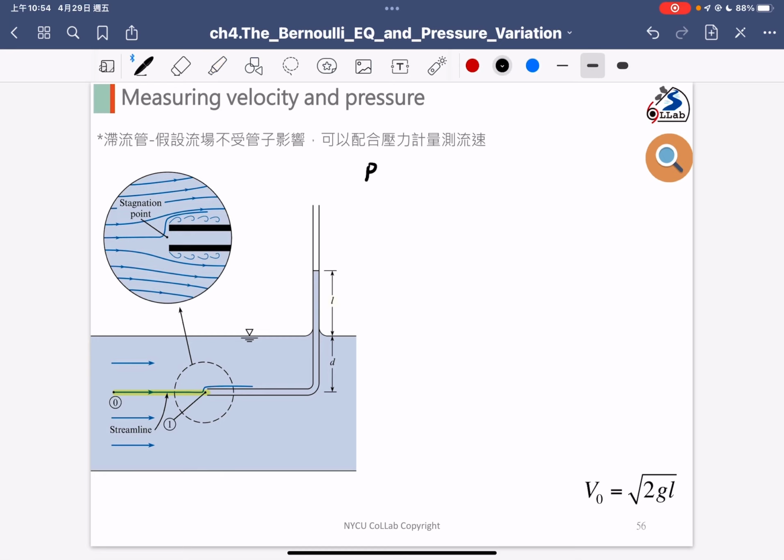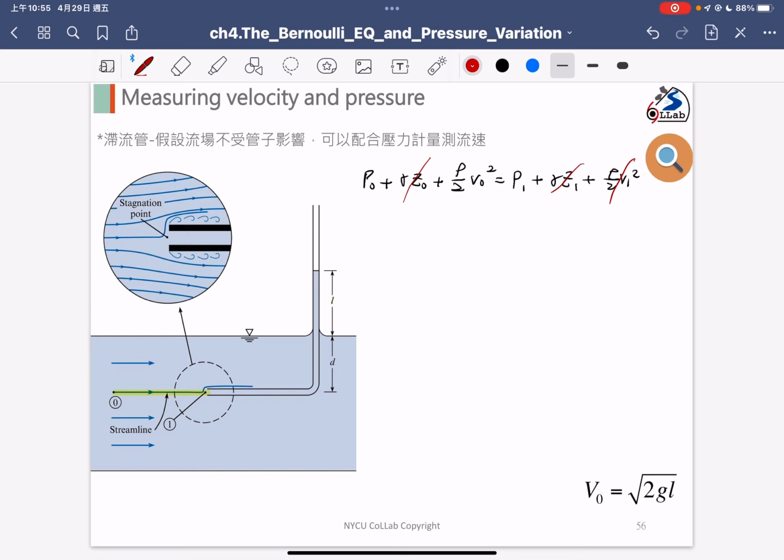So we have P0, and we need to add gamma z0 and plus one half rho V0 squared, which will equal P1 plus gamma z1 and plus one half rho V1 squared, right? And we know that location 1 is a stagnation point, so we don't have V1. So we cancel out the V1 term because location 1 is a stagnation point. And then because the straight line is a horizontal line, z1 should be equal to z0, right? So the elevation didn't change.